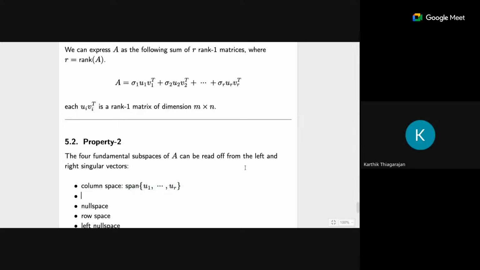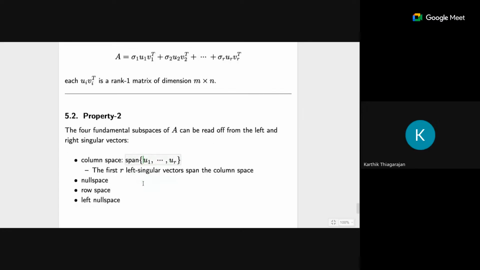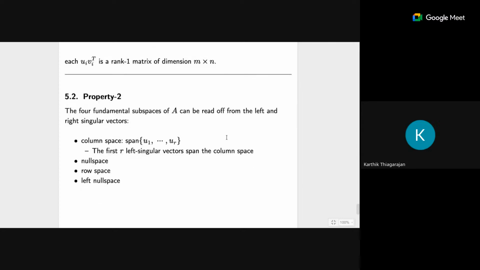So what does this mean? The first r left singular vectors span the column space. It's a basis, of course. So u1 to ur are linearly independent. They are orthonormal, therefore they are also linearly independent. You can also see directly that the rank is r. They are all so closely tied together. In fact, I will write row space and column space. The column space is orthogonal to the left null space.